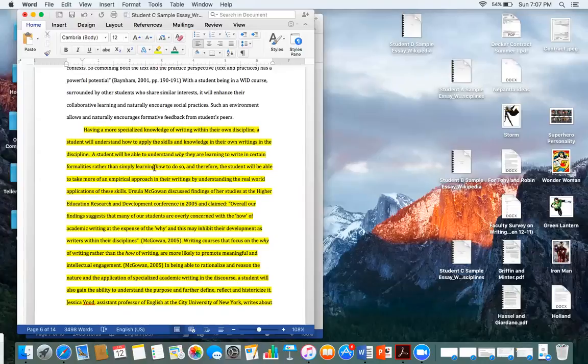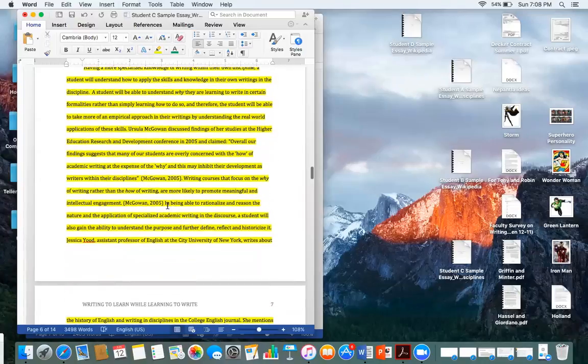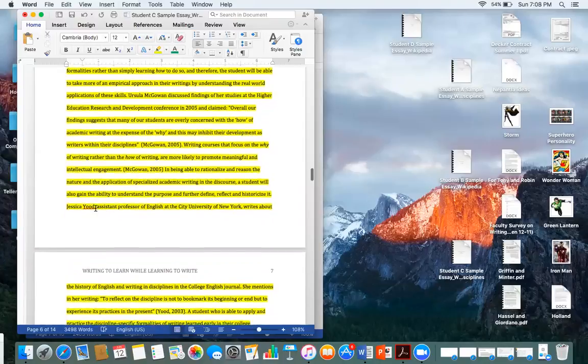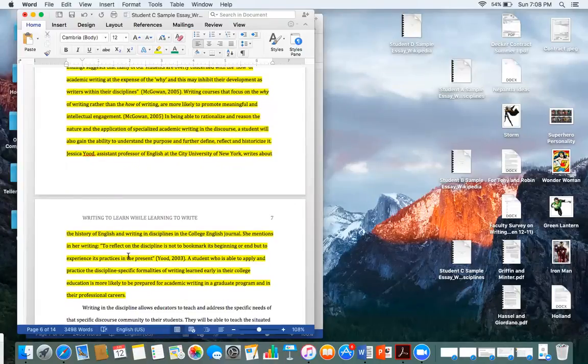So we've used McGowan to support that idea. But then the student goes on to add that being able to rationalize and reason the nature and application of this writing in a discourse, a student can understand the purpose and further define, reflect, and historicize it. That leads into Yude's discussion of reflection in the discipline. So reflecting on what you're doing, why you're doing it, right? Which is related to what McGowan said. And it also relates to this idea of writing for a specific discipline because it brings these questions up, right? Why do we do it this way in nursing?